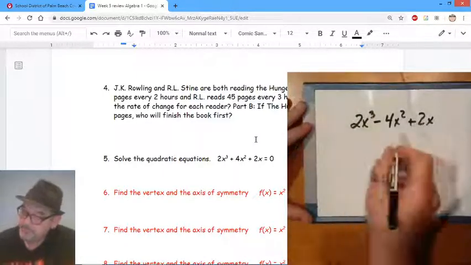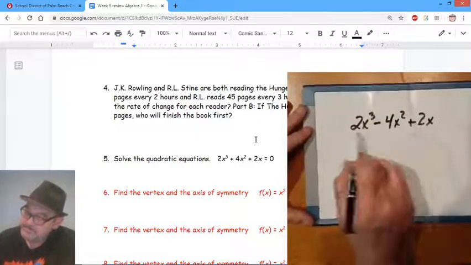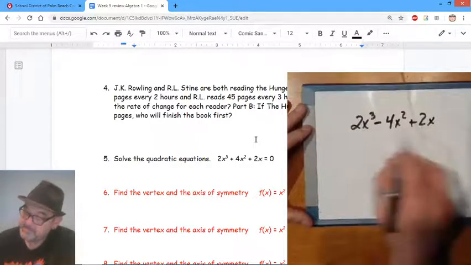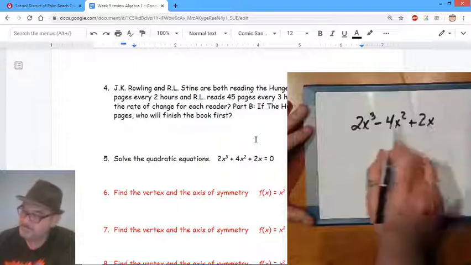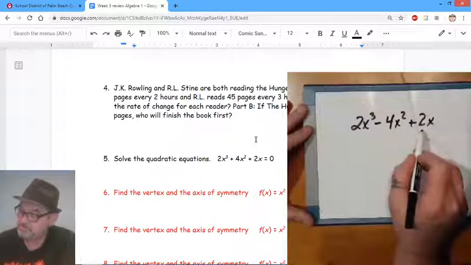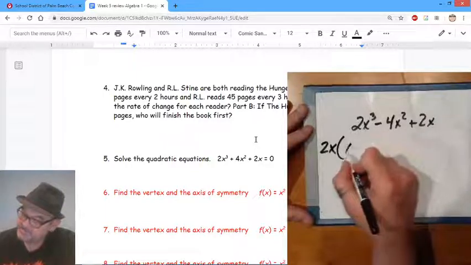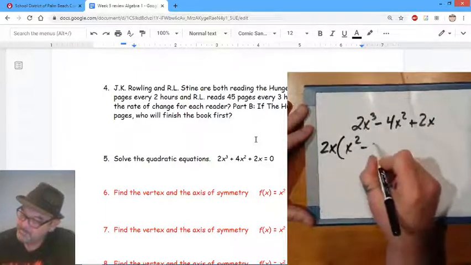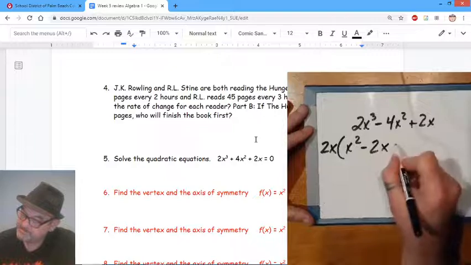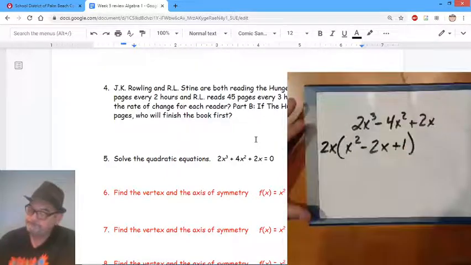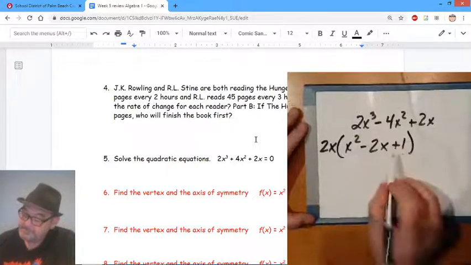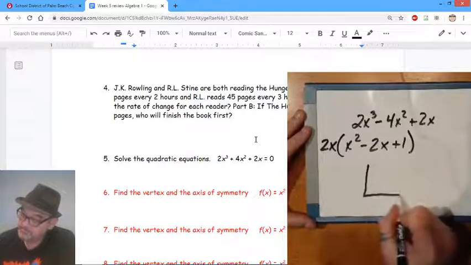But if you wanted to know what the answer is, look, can we take something out from each of these? Yes, we can divide out a 2x because all 3 terms share 2x. So I'm going to take 2x out. When I do that, this becomes x squared. This becomes negative 2x, and this becomes 1. Now I can factor this. I can do my box if I want to.